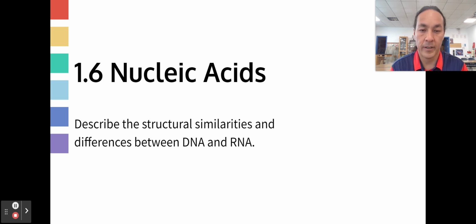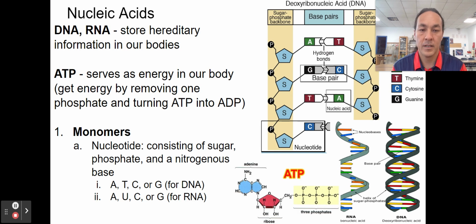Last one here for Unit 1, the chemistry of life, right? We are looking at nucleic acids, the structural differences between DNA and RNA. DNA and RNA, what is their function? The function of DNA is to store hereditary information, right? You got your DNA from your parents, and it's going to code for who you are.